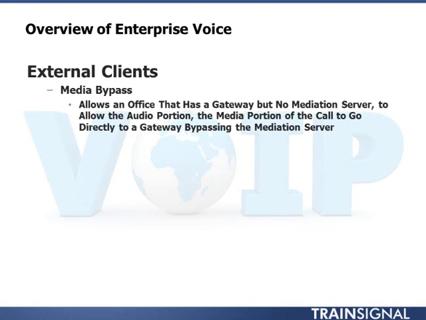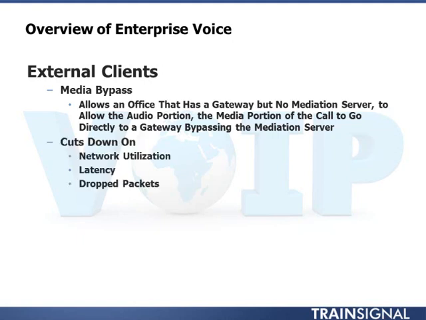When you place a call, the SIP traffic will go through the mediation server, but the audio portion of the call can go right over to the gateway. So in the case of a remote office that doesn't have a mediation server locally, it prevents the call from having to go across the WAN link and then possibly back across the WAN link again to get over to the gateway. So it cuts down on network utilization, latency, and possibly dropped packets. By using media bypass, it also means that much more audio doesn't have to go through the mediation server, which in some cases may be an argument for co-locating the mediation server on your front-end servers.